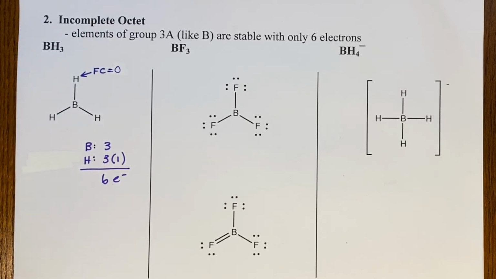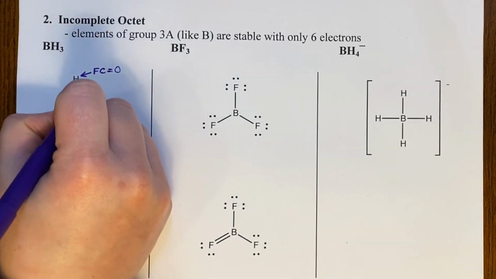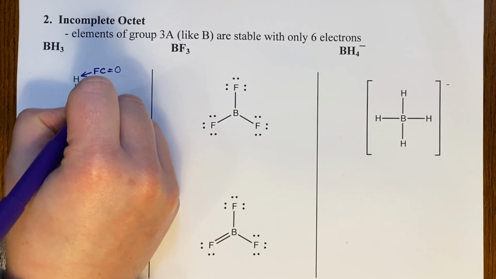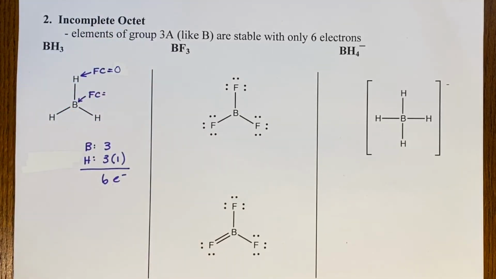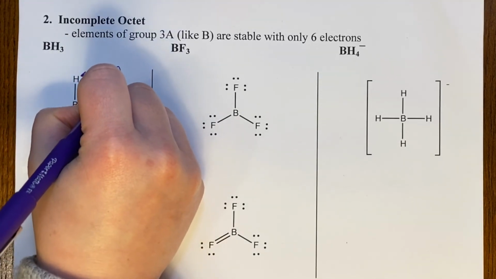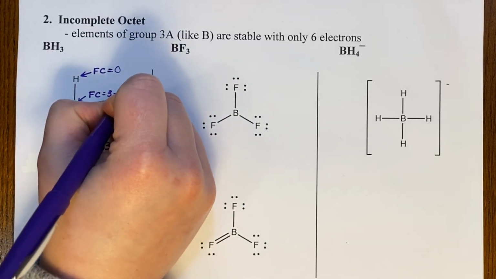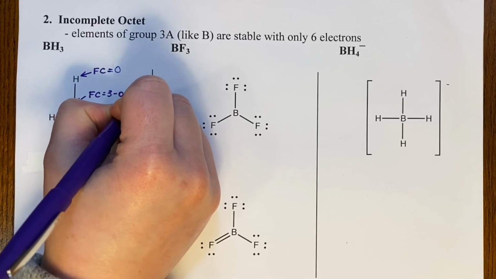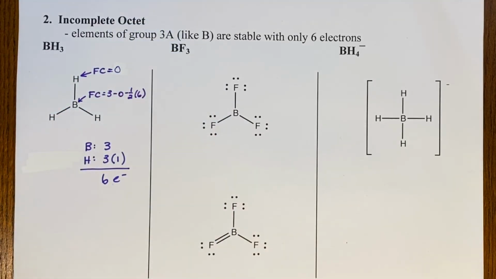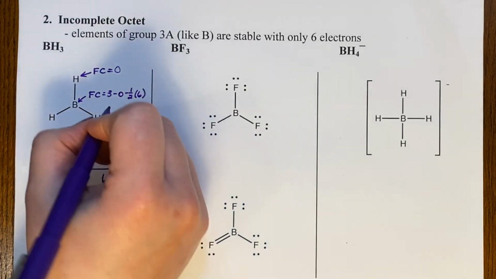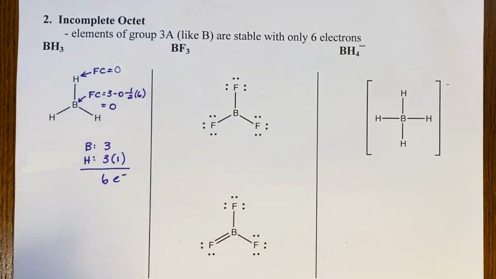When I look at my formal charges, a hydrogen with 1 bond will carry a formal charge of 0. If I calculate the formal charge on the boron, I'm going to use the fact that it comes to the structure with 3 valence electrons. In the structure, it sees 0 electrons in lone pair, and in this structure, it sees 6 electrons in bonds. So 3 minus 0 minus half of 6 gives me a formal charge of 0.